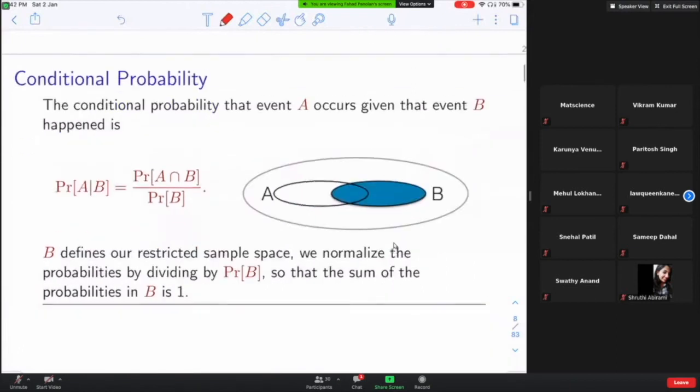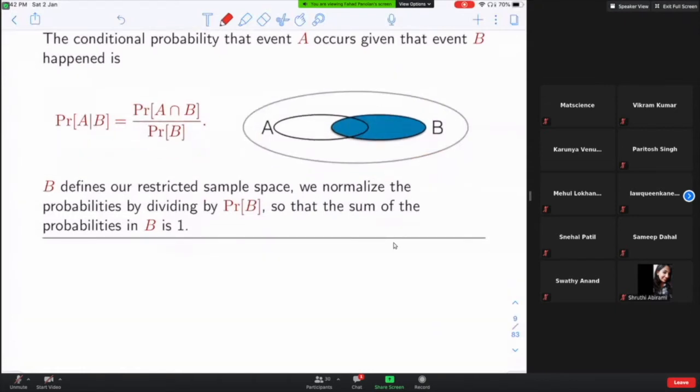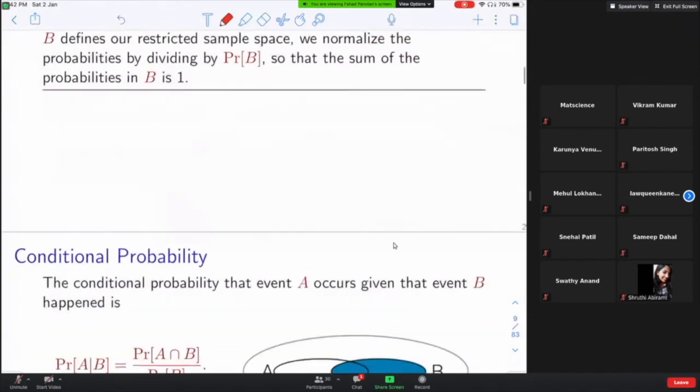So I said you are just going to restrict to B and then calculate there. In other words, you just scale it up by a factor of 1 over the probability of B. That is the meaning of restricting to B.